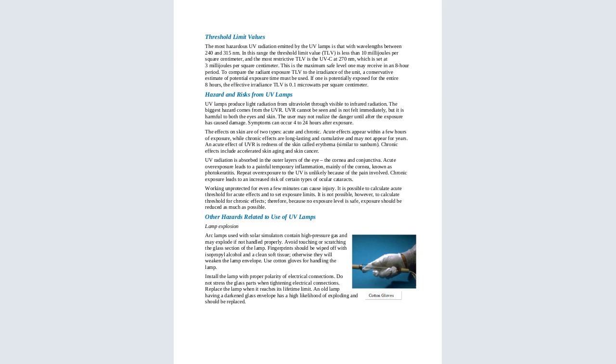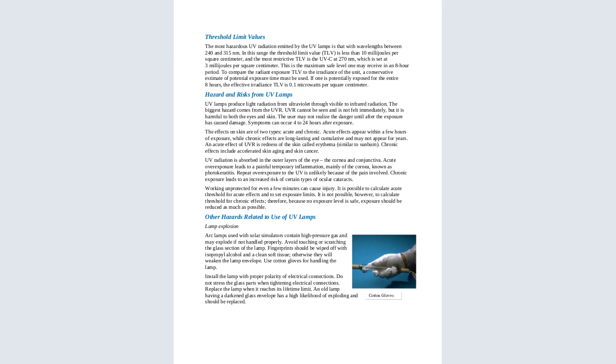The symptoms can occur 4 to 24 hours after exposure. The effects on skin are of two types, acute and chronic. Acute effects appear within a few hours of exposure, while chronic effects are long lasting and cumulative and may not appear for years. An acute effect of UVR is redness of the skin, called erythema, which is similar to sunburn. That is now the risks, the hazards of these lamps.